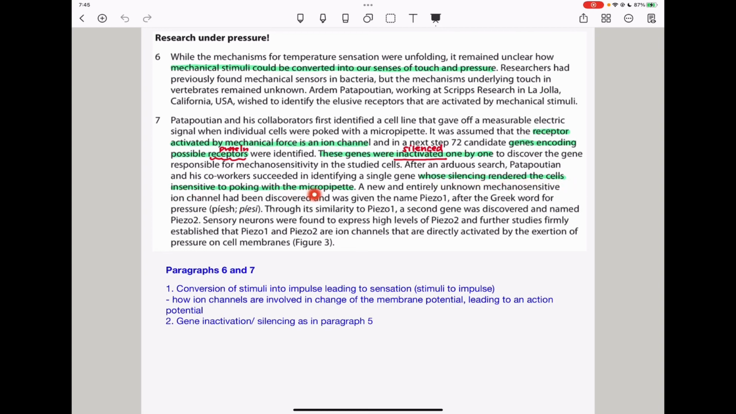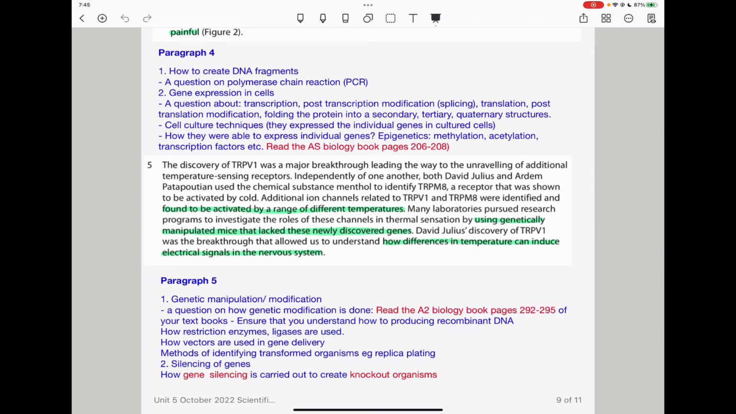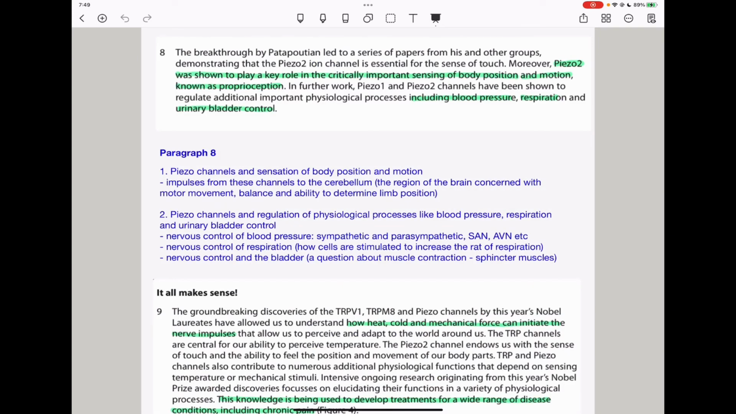I want to take you back to paragraph 5. You have to read about how gene silencing leads to formation of knockout organisms. So continuing, paragraph 8, they say, moreover, piezo2 was shown to play a key role in the critically important sensing of body position, the motion known as proprioception. Here, I thought they could include the cerebellum, how impulses from these regions are sent to the cerebellum, which is the region of the brain concerned with motor movement, balance, as well as the ability to determine limb position. So you could think about this. This is as well as impulse transmission.